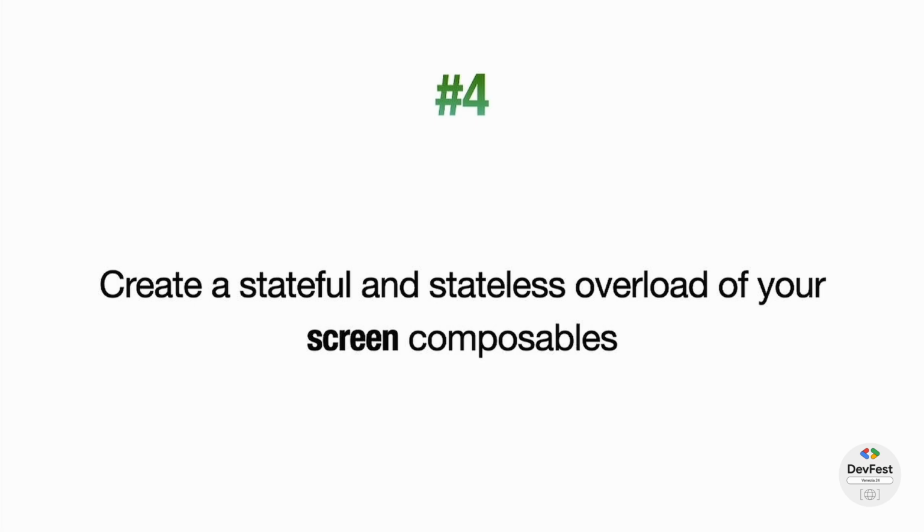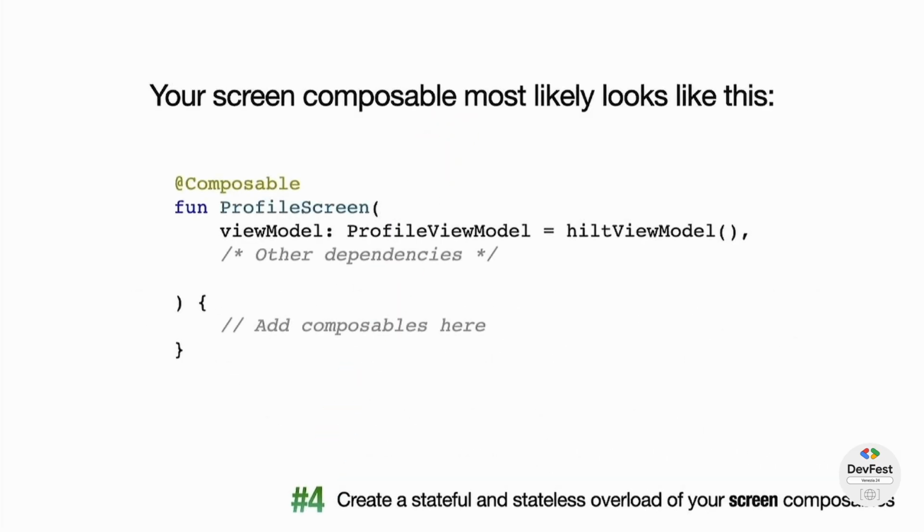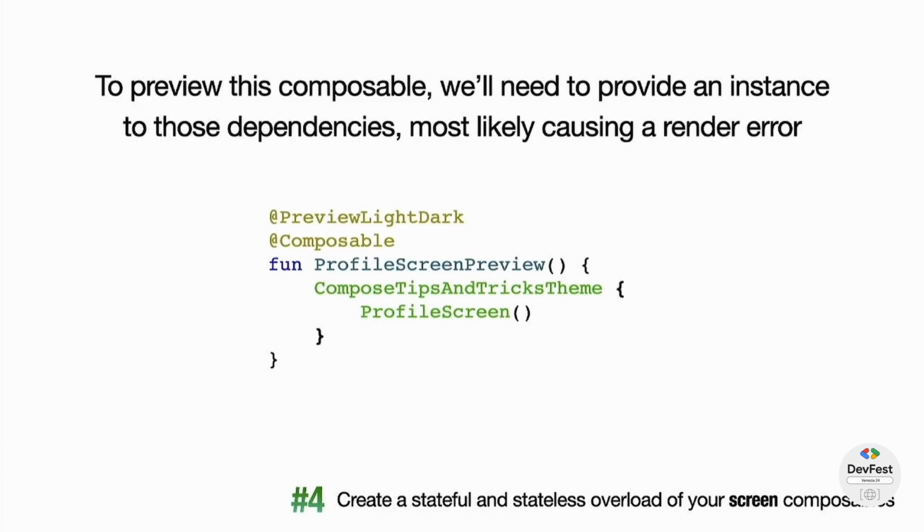The fourth tip is create a stateful and stateless overload of your screen composables, right? Let's see. Your screen composable most likely looks like this, right? Profile screen, for example, you have a view model in it, in the arguments or inside or whatever. But to preview this composable, we will need to provide an instance of those dependencies, to call the composable itself, sorry. So this will most likely cause an error.